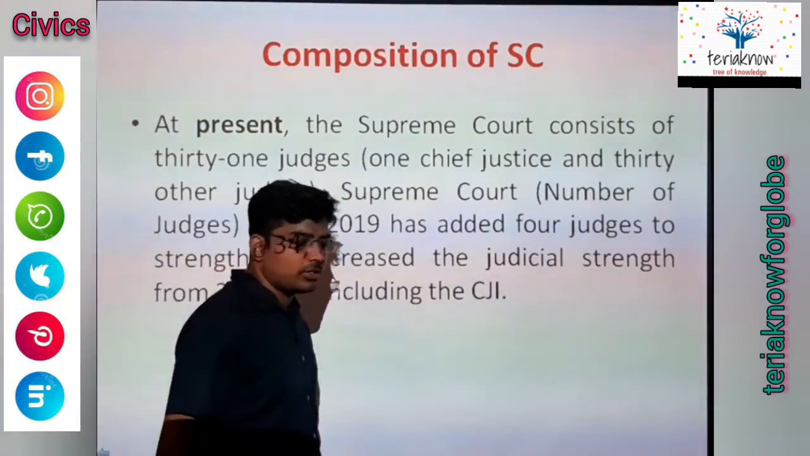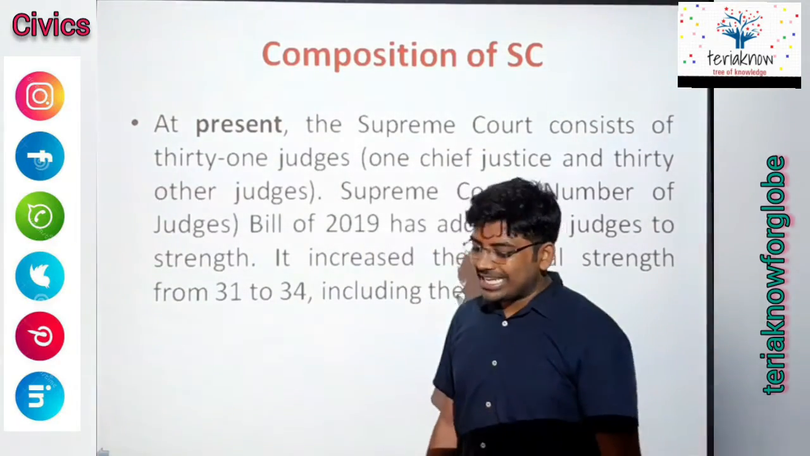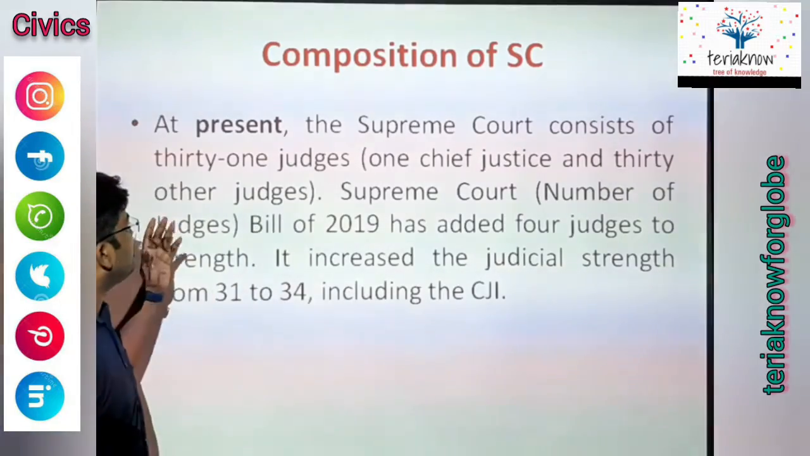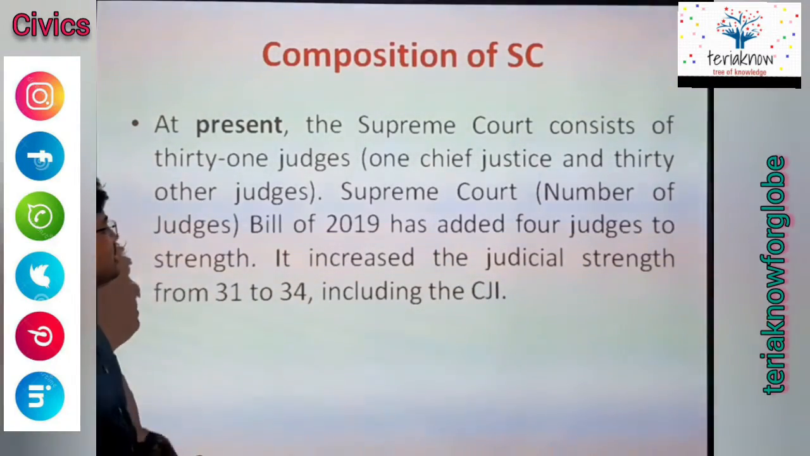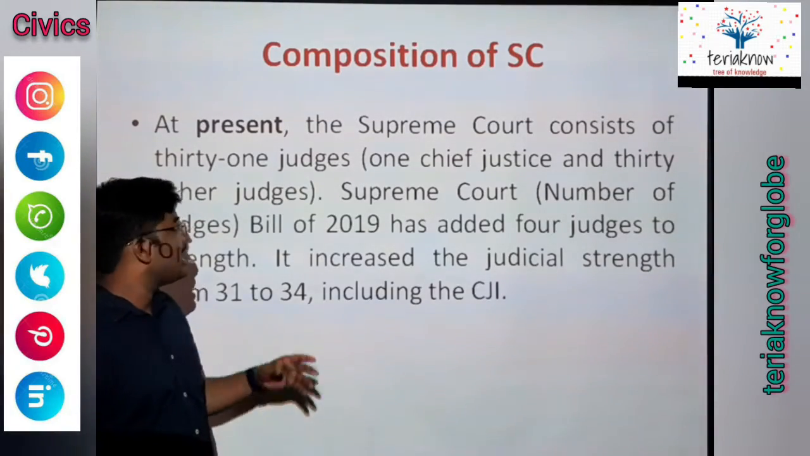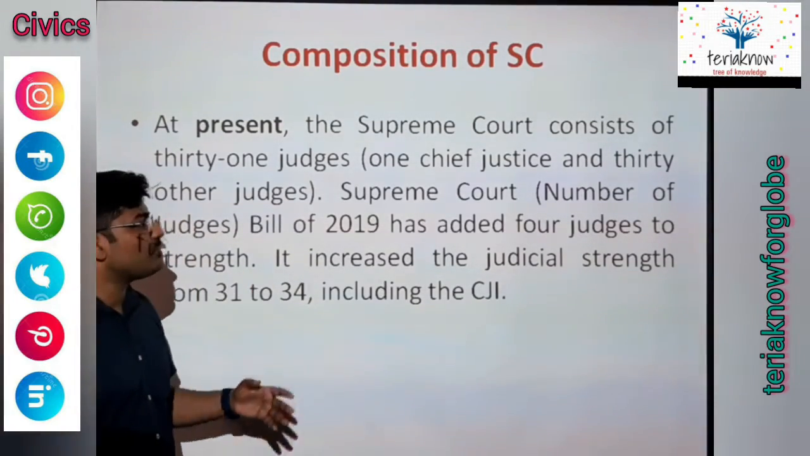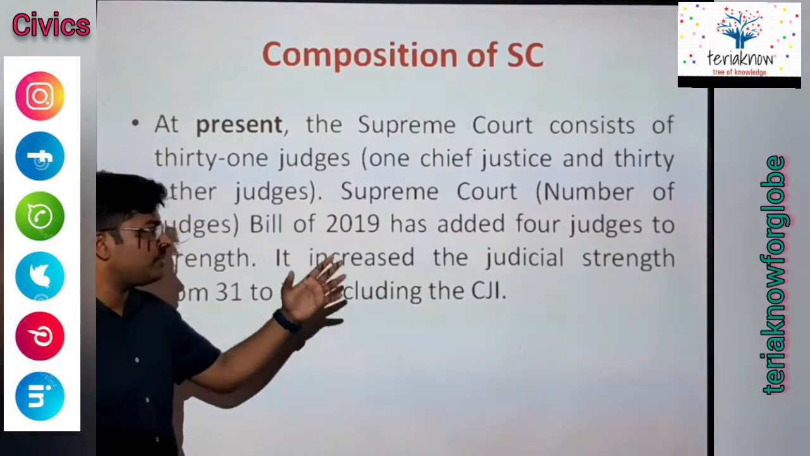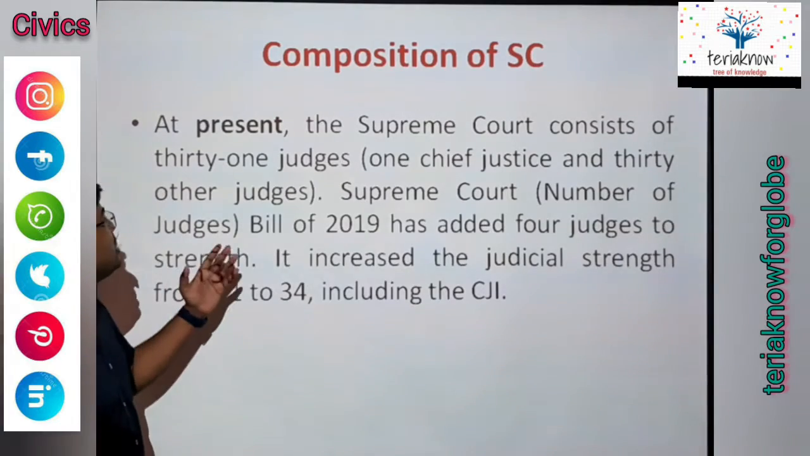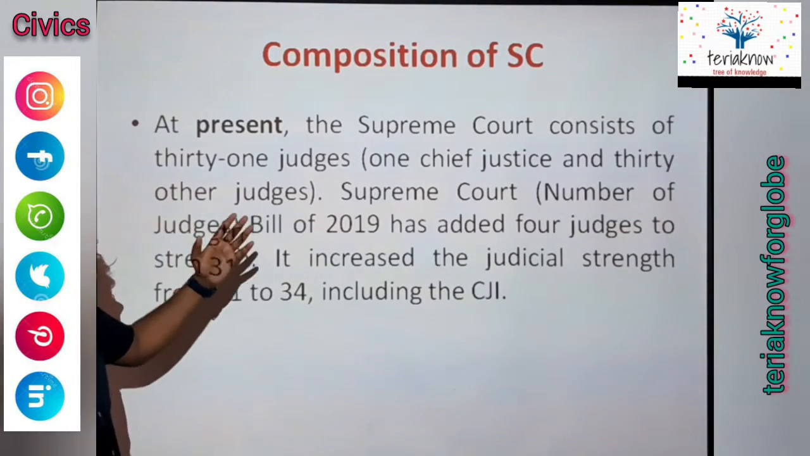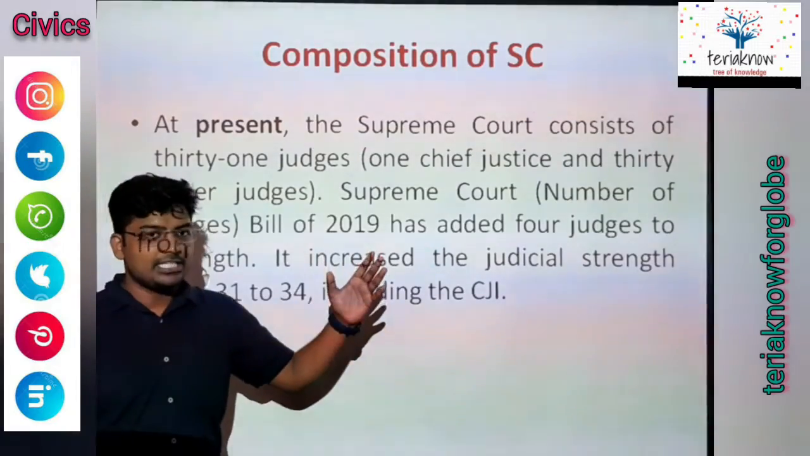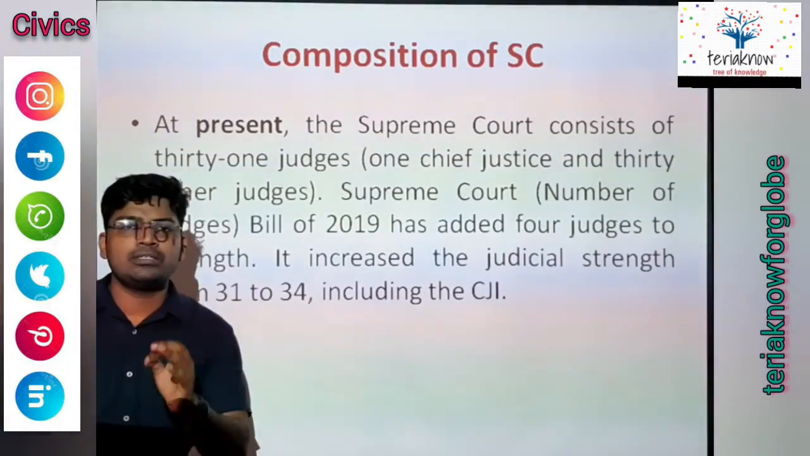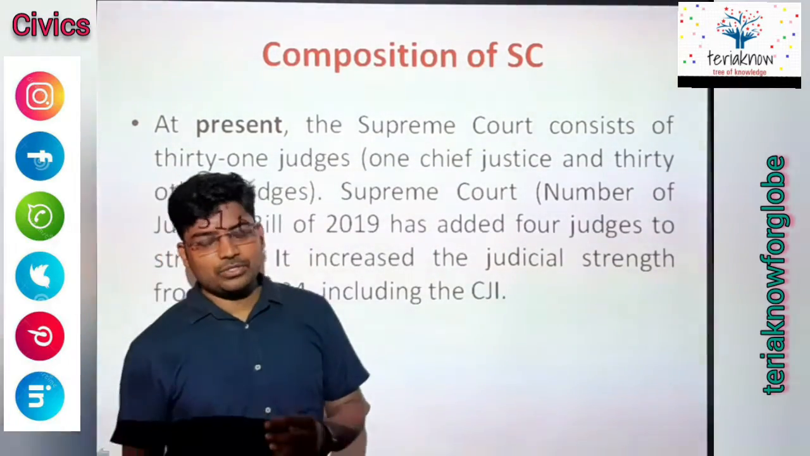Now we will study the composition of the Supreme Court. What exactly is the Supreme Court and what is its composition? So at present the Supreme Court consists of 31 judges, 1 Chief Justice and 30 other judges. The Supreme Court (Number of Judges) Bill of 2019 has added 4 judges to the strength. Present है 1 Chief Justice, that is CJI, Chief Justice of India, उसके बाद 30 other judges होते हैं in the Supreme Court.